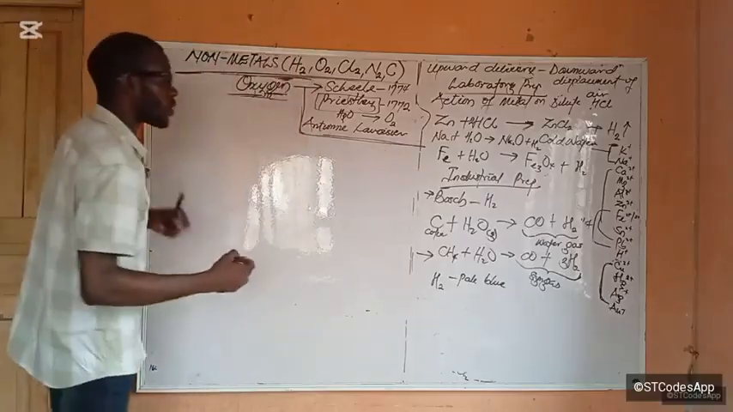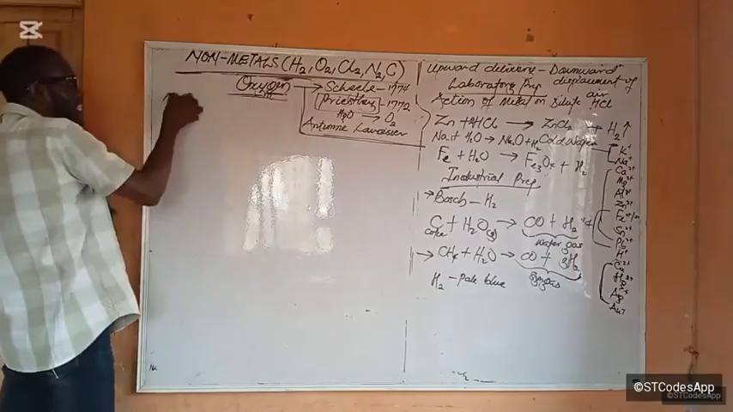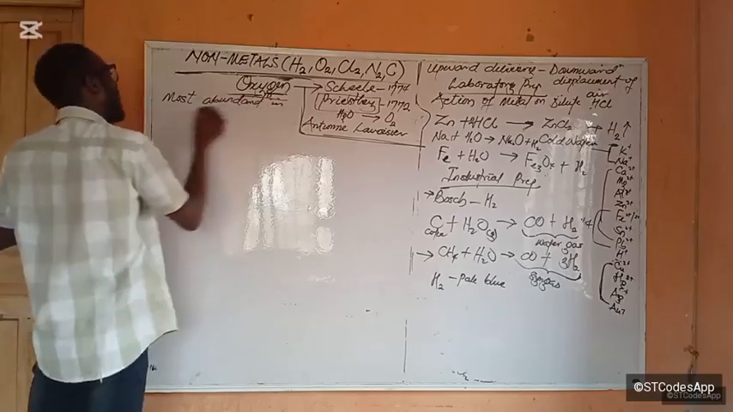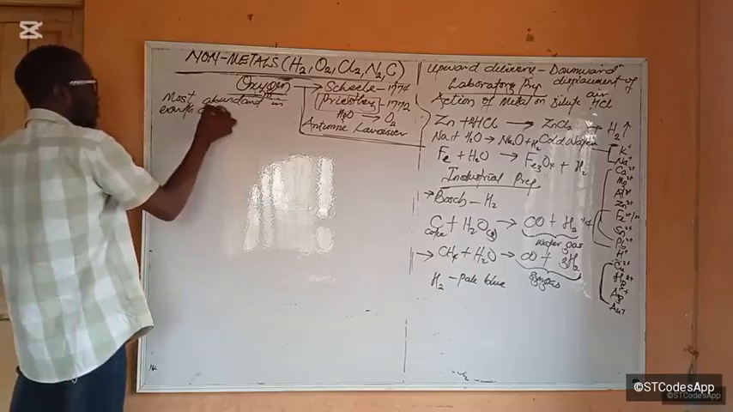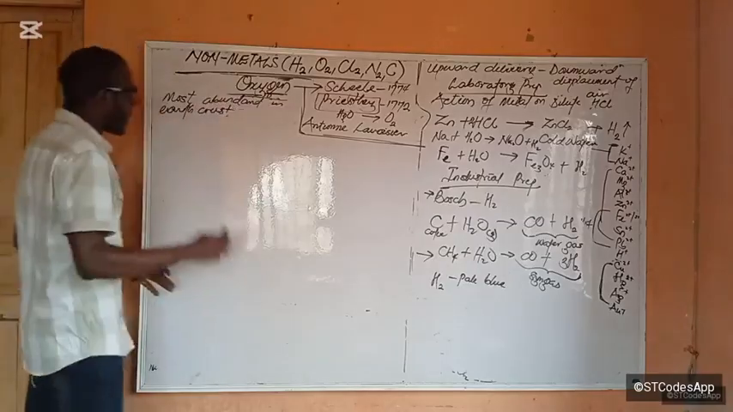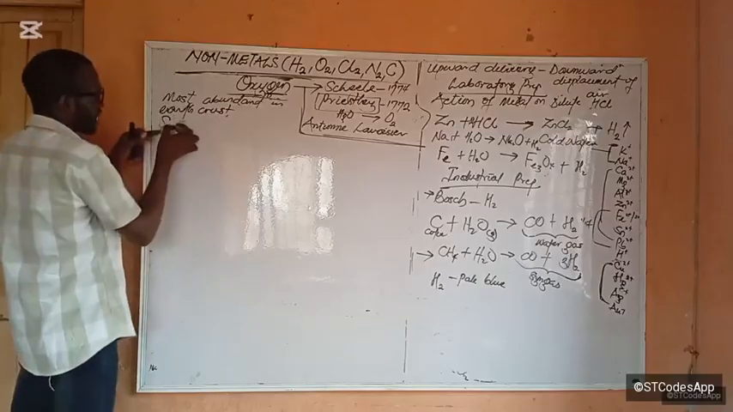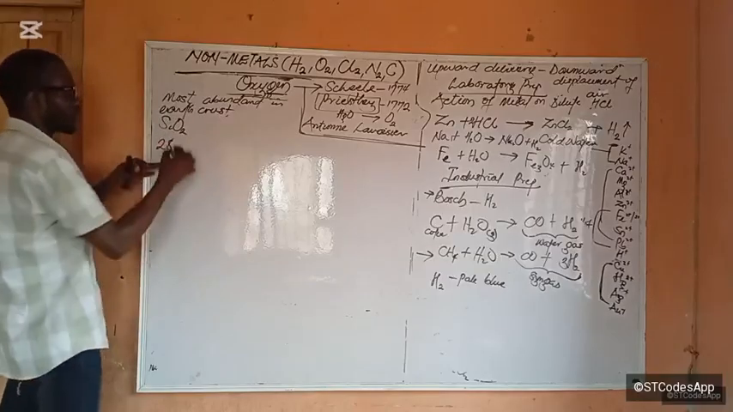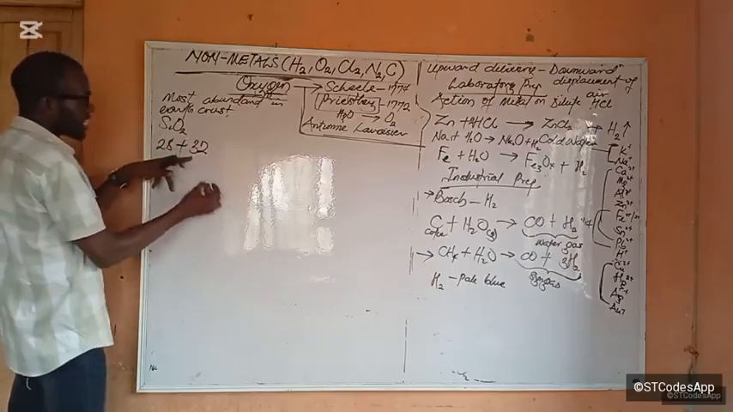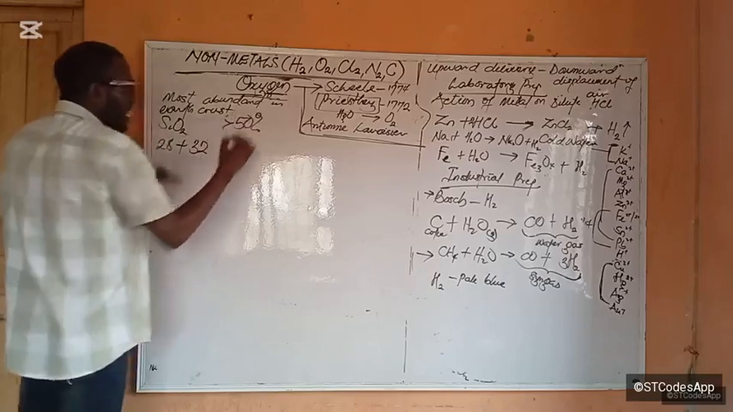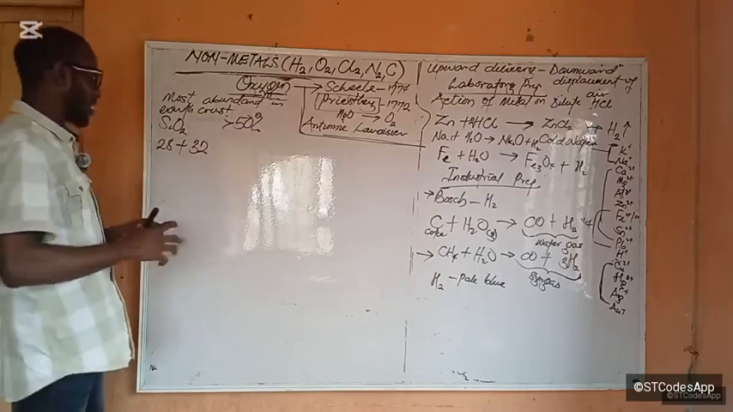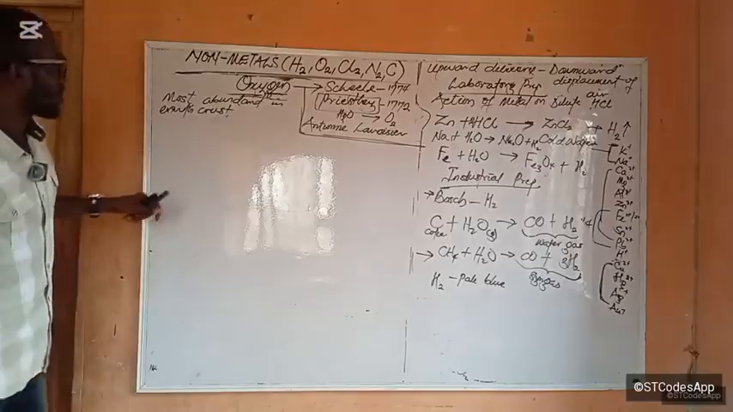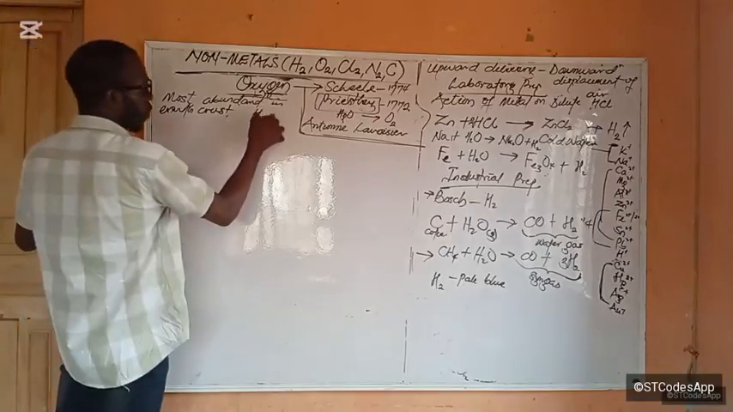Now, let's talk about some things you need to know about oxygen. Oxygen is the most abundant element in the earth crust. The earth crust is composed of sand, and the chemical formula for sand is SiO2. Silicon has a mass number of about 28 or thereabout, and oxygen is 16 times 2, 32. So you see, it's just a little above 50% of the earth crust by mass. Oxygen is also abundant in water.